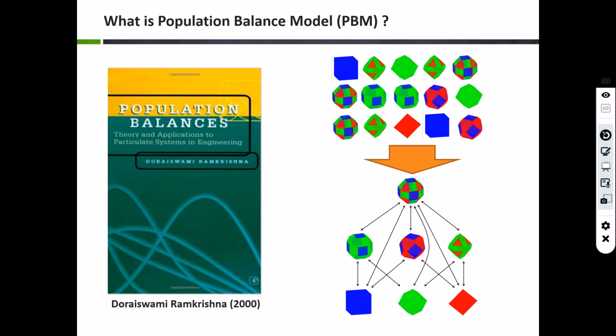So in fluid mechanics, it moves from one position to the other position. But in the population balance model, it does not move. Nevertheless, it can grow or shrink. But you describe that behavior.